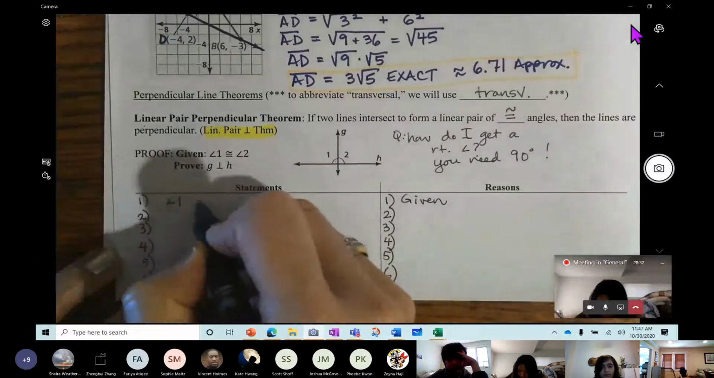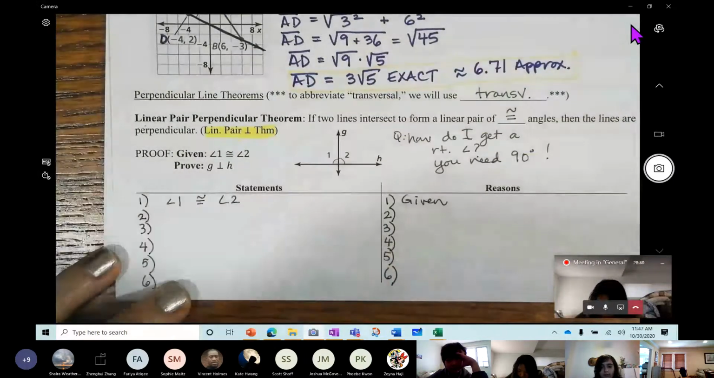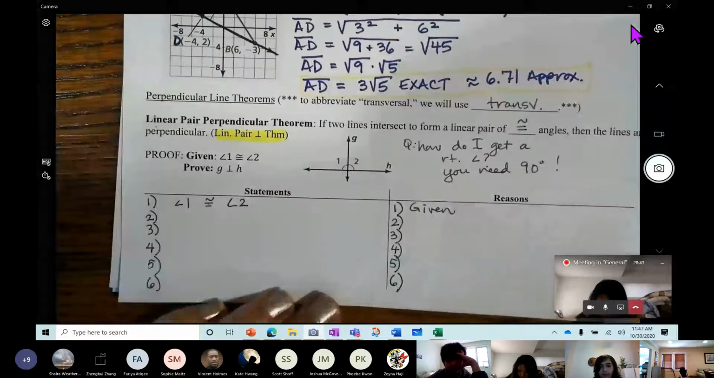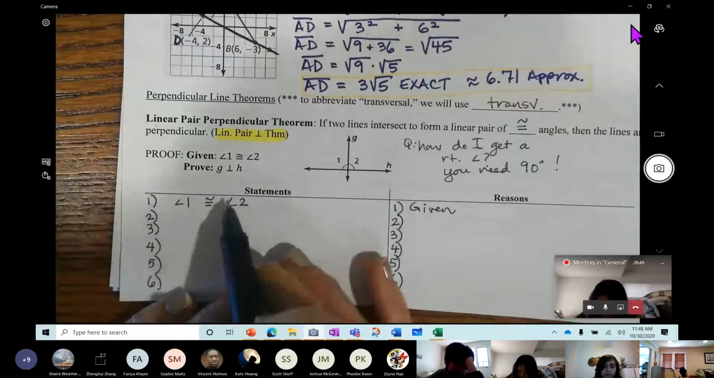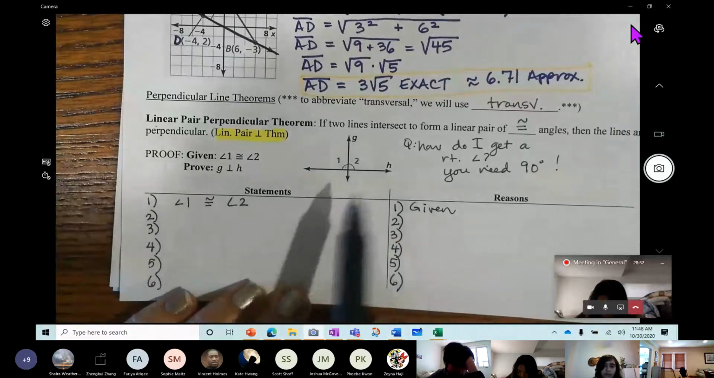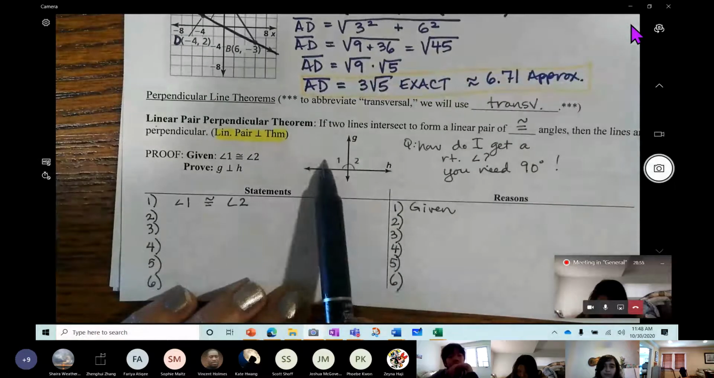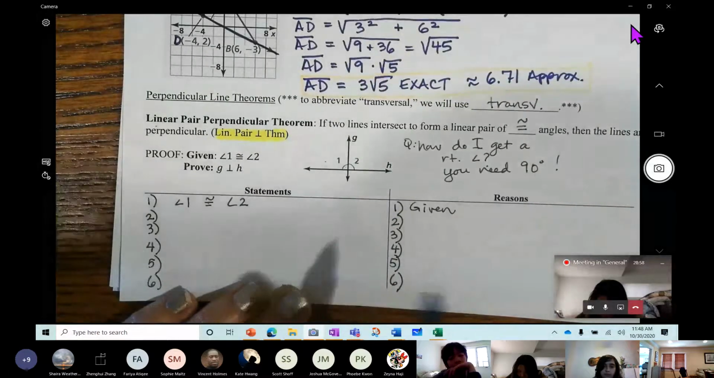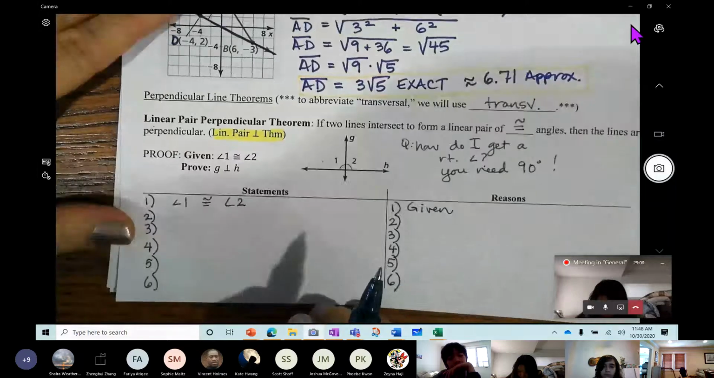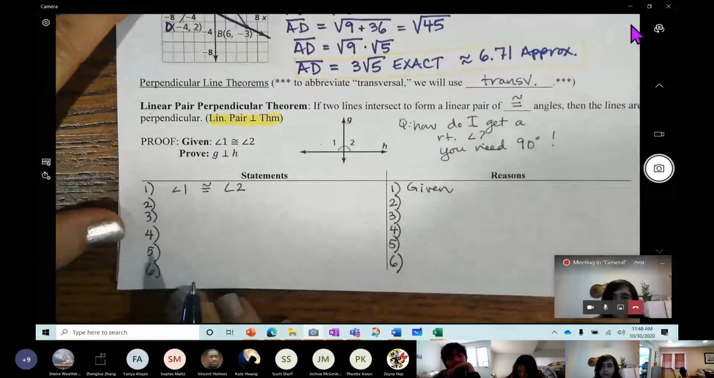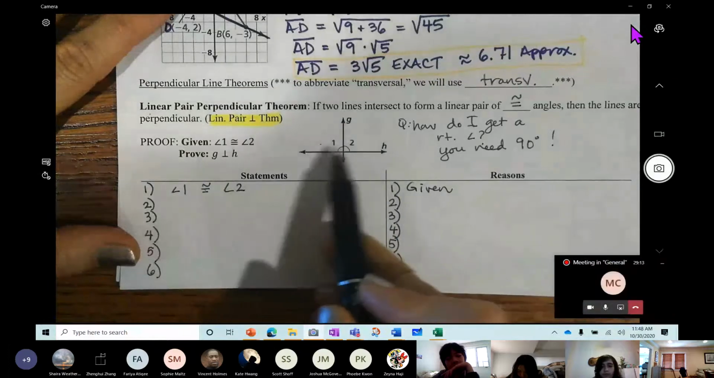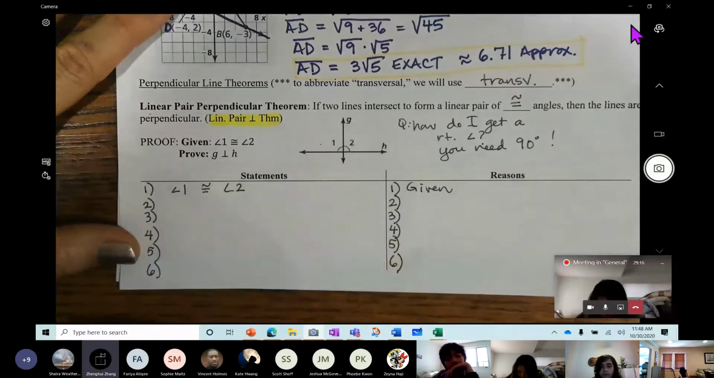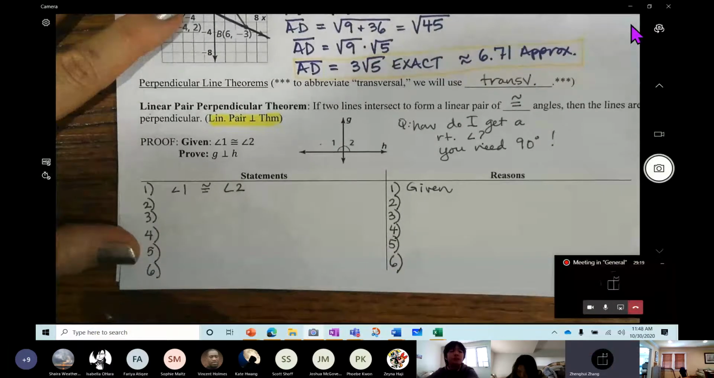Okay, so angle 1 is congruent to angle 2. Now the next thing I'm going to do is I'm going to think to myself, there's nothing I can really say right here from this other than that they're the same. But when I look at the picture, what do I know about angles 1 and 2? What do they form? Angle 1 and 2, what does it form when you look at that picture? A linear pair? It is. Thank you, Echo. It's a linear pair.